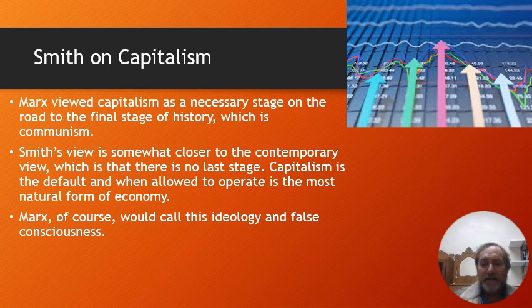Smith's thinking on this is a bit closer to the way most of us default, which is that we're not necessarily looking towards some next stage of history, right? Things just happen when they happen. Capitalism is just sort of the air we breathe, where we exist, and it's going to continue in that form, right? So for Smith, capitalism is sort of the default, and he thinks it's ultimately the most efficient and most just form of government.